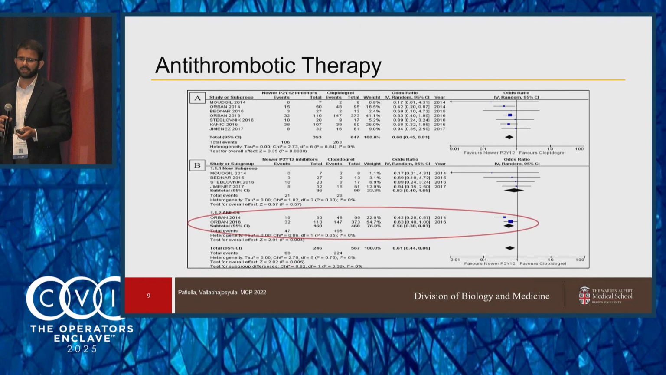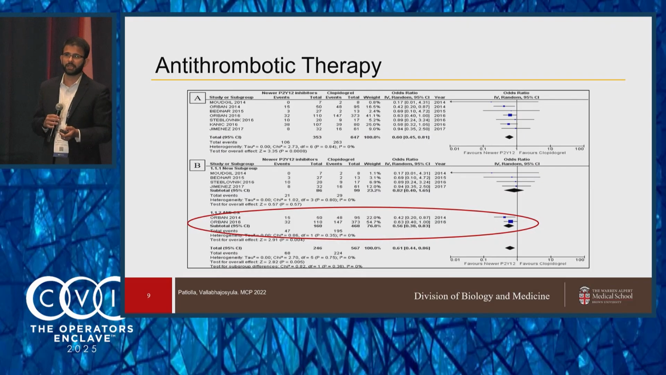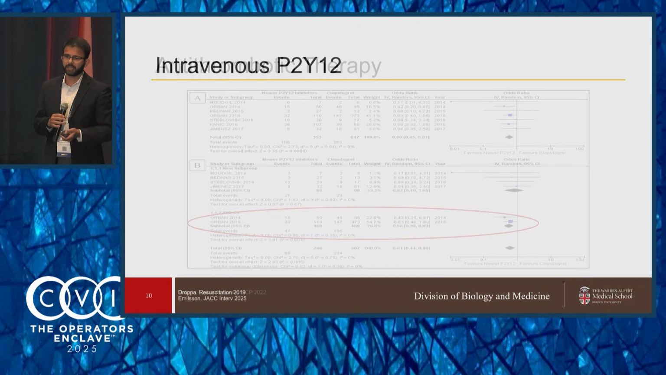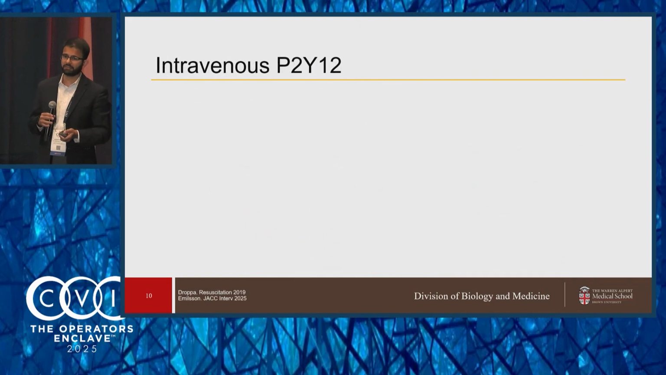This is our meta-analysis published a couple of years ago, where we looked at ticagrelor and prasugrel compared to clopidogrel in those with AMI either complicated by shock or arrest. We showed that in those with shock, it favored a lower mortality without any penalty of excessive bleeding. There are newer data coming out on P2Y12 inhibitors.